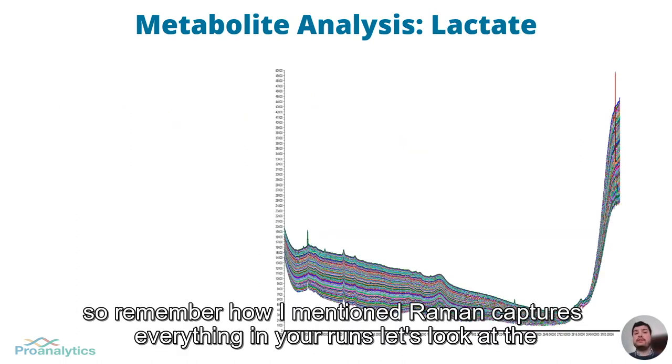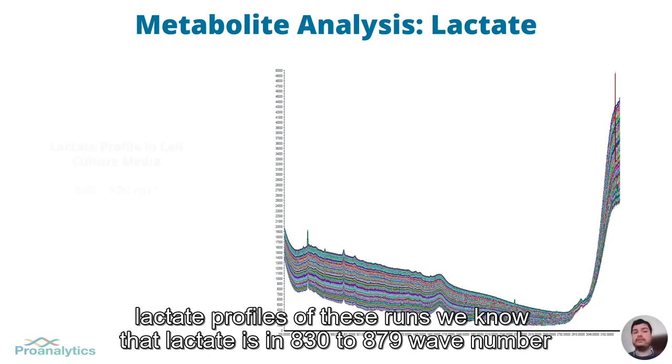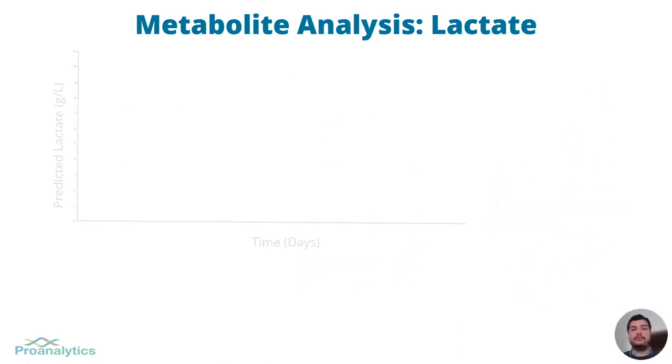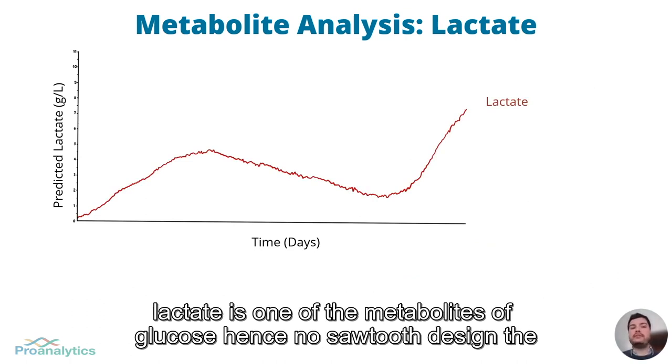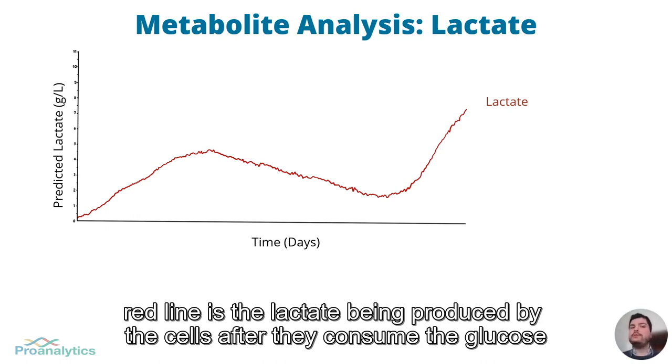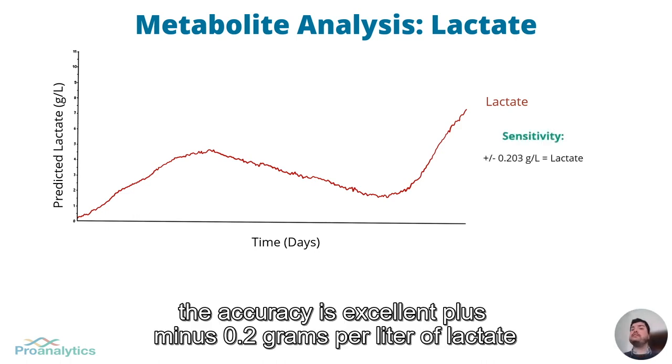So remember how I mentioned Raman captures everything in your run? Let's look at the lactate profiles of these runs. We know that lactate is in the 830 to 879 wave number. The first graph shows lactate building up over time, which is what you expect because lactate is one of the metabolites of glucose, hence no sawtooth design. The red line is the lactate being produced by the cells after they consume the glucose. The accuracy is excellent, plus or minus 0.2 grams per liter of lactate.